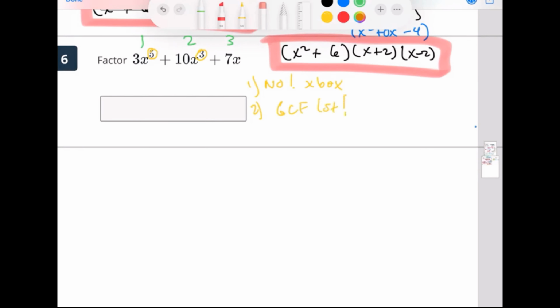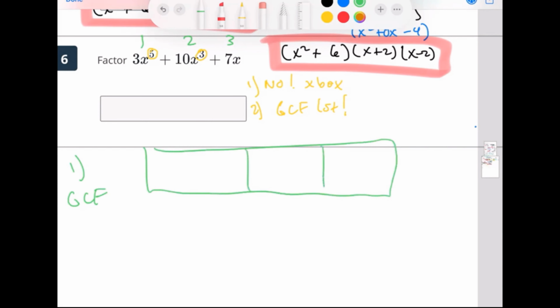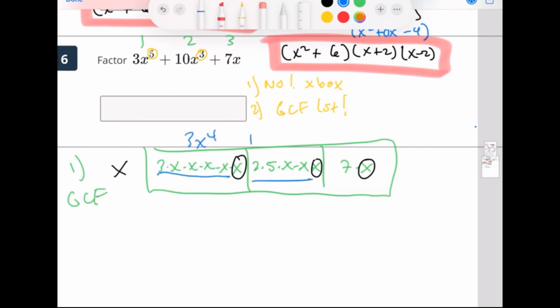So again, you can do a strategy. I'm just going to place it in a big box with 3 bins because I have 3 times x times x times x times x, and 2 times 5 times x times x times x, and 7 is 7 times x. Do they have anything in common? They have 1 x. So my GCF is x. And then what's left is 3x to the 4th plus 10x squared plus 7.